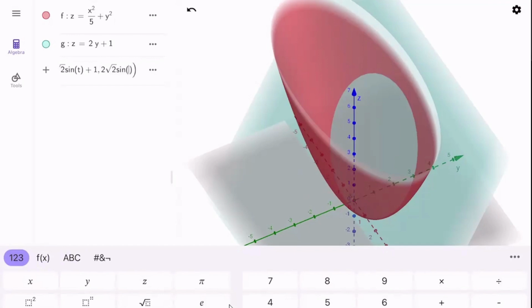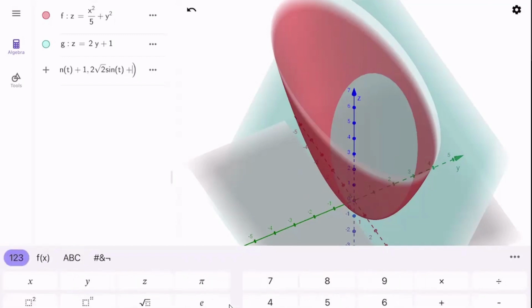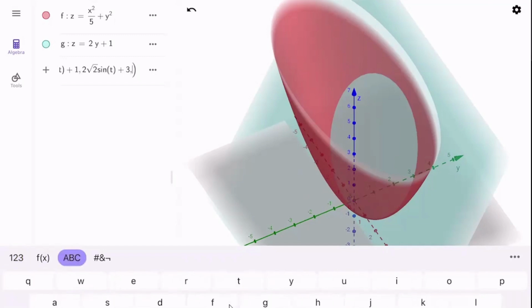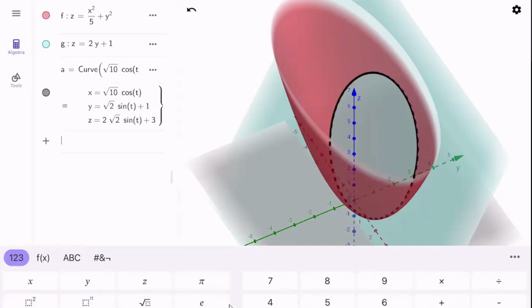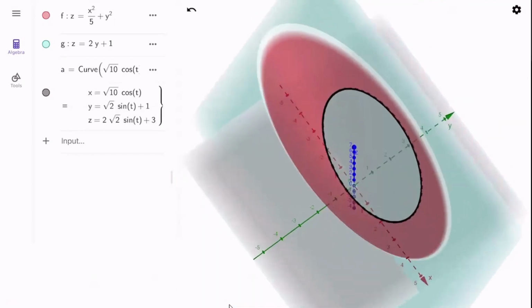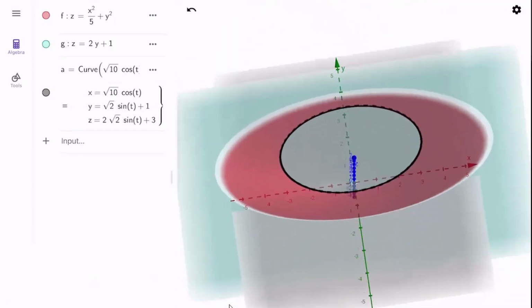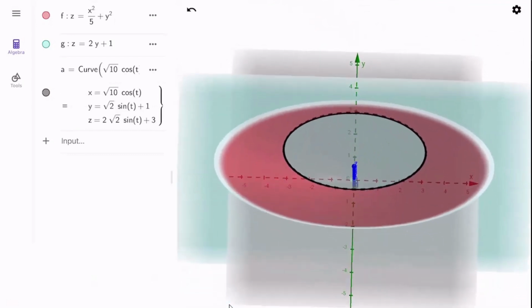Hold on, I need to put t and then comma outside. So sine of t, and then plus 3. And then our bound on t was from 0 to 2 pi. So we have t, comma, 0, comma, 2 pi. All right, so there you go. That is the curve of the intersection as we anticipated. And if you want to look at the view from the top, it looks like this. So here's the curve of the intersection.